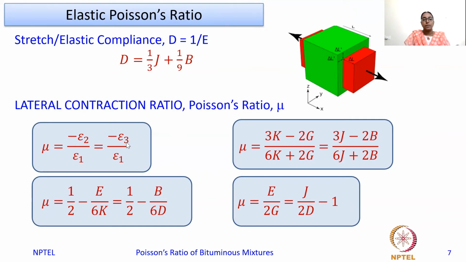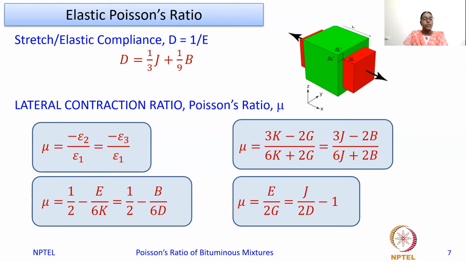Now we have certain relations connecting this Poisson's ratio to the other elastic constants. As we can see here, mu is equal to 3K minus 2G by 6K plus 2G, or in terms of the compliances, it is 3J minus 2B by 6J plus 2B. And also mu is defined as half minus E by 6K, or it's half minus B by 6D. And also there is another relation, mu is equal to E by 2G minus 1, or it's J by 2D minus 1.